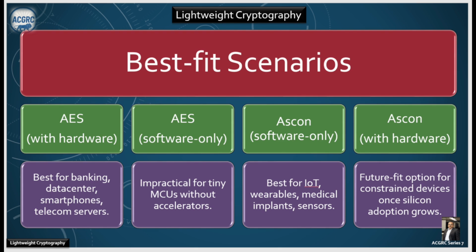Ascon with hardware, well, wait and watch. Future fit option for constrained devices once silicon adoption grows. At this stage, it's a wait and watch scenario. Eventually, it might come in with developments happening in the silicon space. We might have an Ascon implementation with hardware on wearables, keeping the wearable reasonably sized, with energy consumption being managed. But at this stage, it is wait and watch.